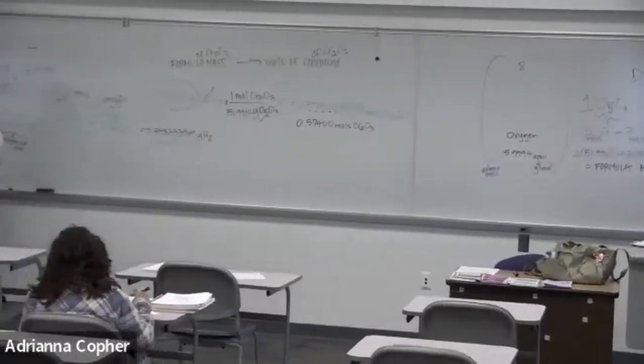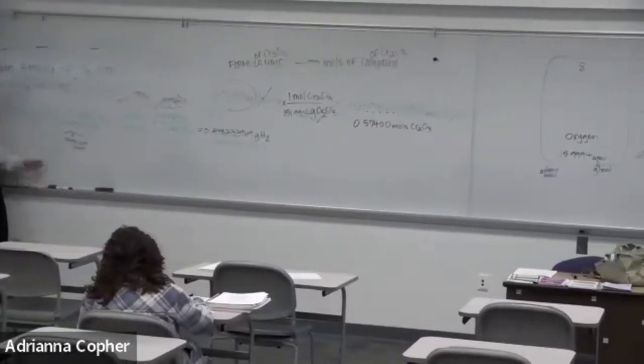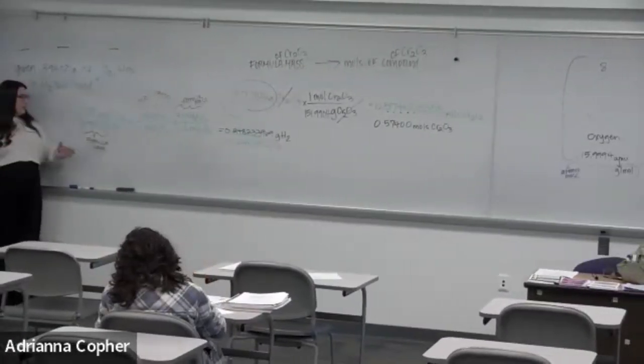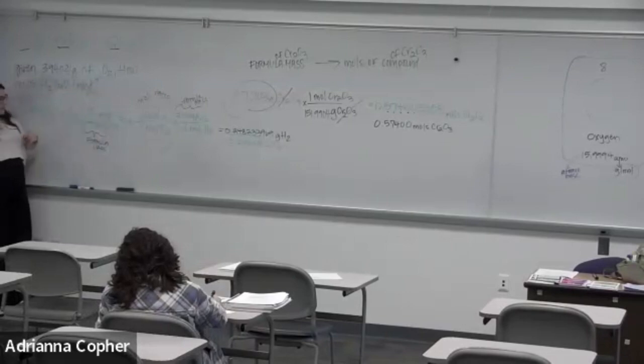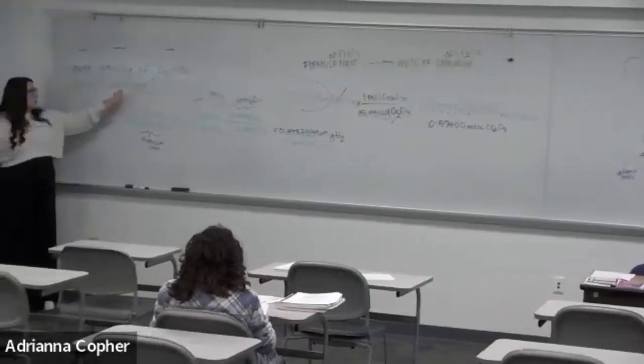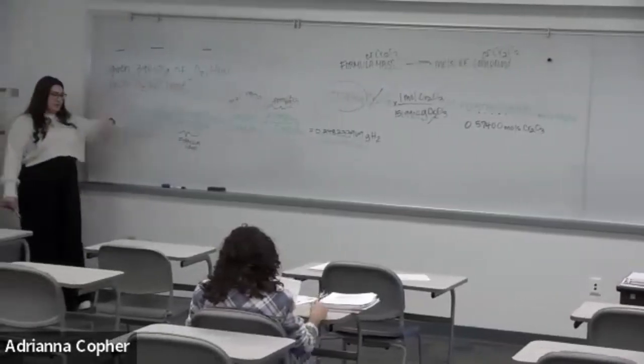So the reason the steps are what they are: the first question I always ask myself is, how do I get rid of the unit? The only way I can get rid of grams of oxygen is if I put grams of oxygen on the bottom. That got rid of that. Now I need to think, what am I trying to find? I'm trying to find how much hydrogen, in grams, I need to complete this equation.